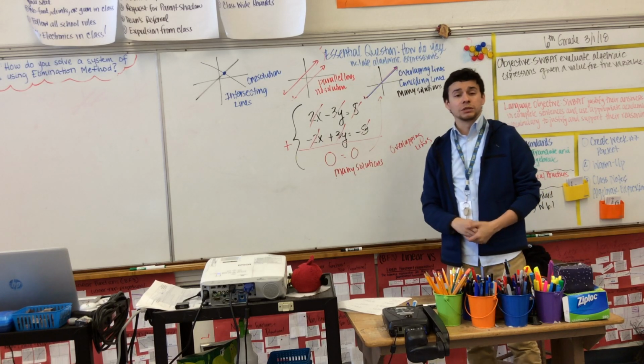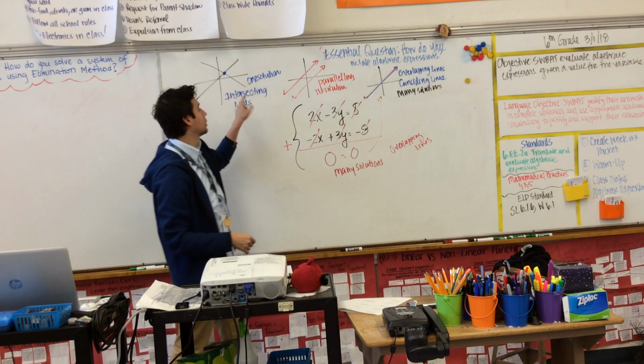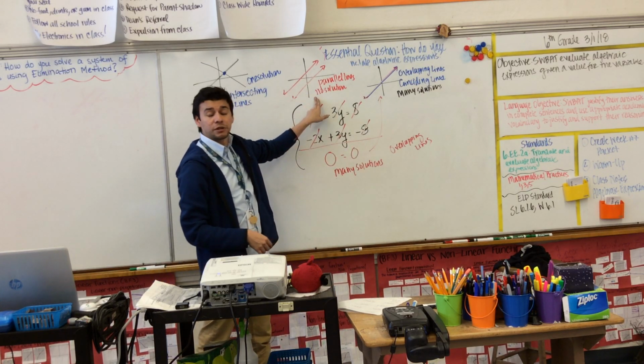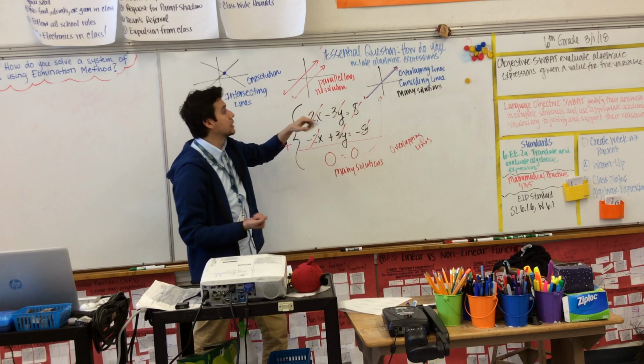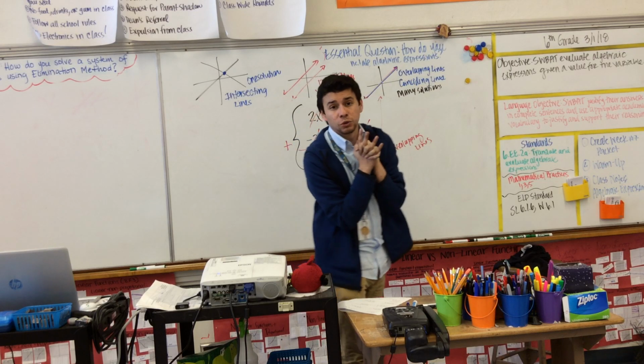And then you have many solutions. Again, let me recap. When the lines intersect, that means one solution. They're intersecting lines. When they never intersect, there's no solution. They're called parallel lines. And then if they're overlapping, they're always identical. That is called many solutions.